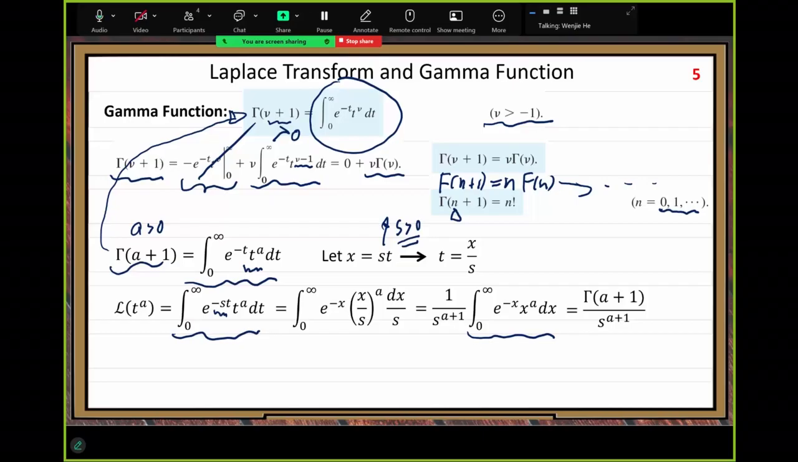We plug it in. For the integral calculation, you may need a program to find its value. It's not that easy, but it's known; we treat this as a known number. So now we get the Laplace transform of the power function, but we need to use the gamma function to represent it.